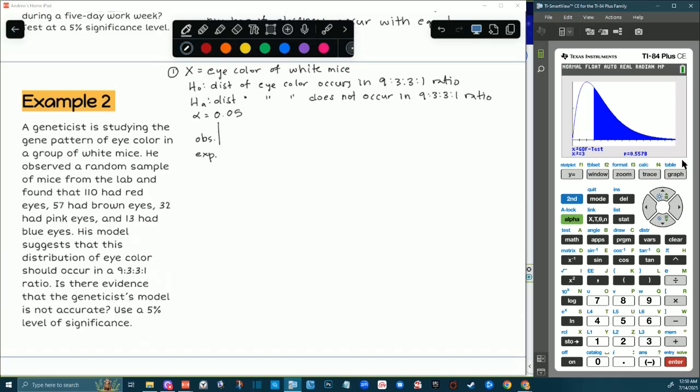And then for this table, we're going to go ahead and make it nice, pretty, and labeled because we weren't given one. So we have, looking at the problem, 110 red, 57 brown, 32 had pink, and 13 had blue. So the order is red, brown, pink, blue.